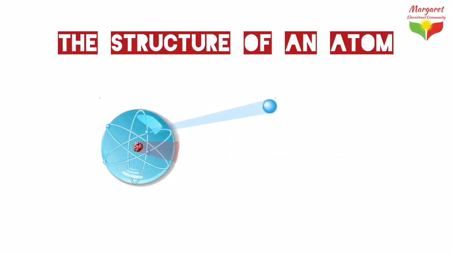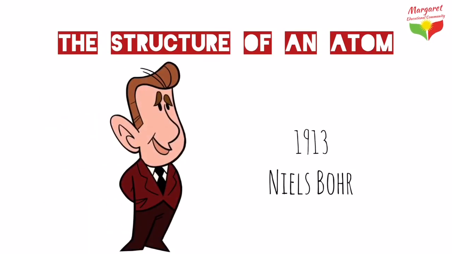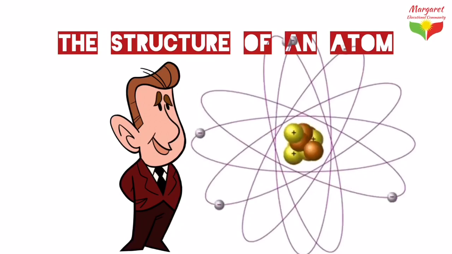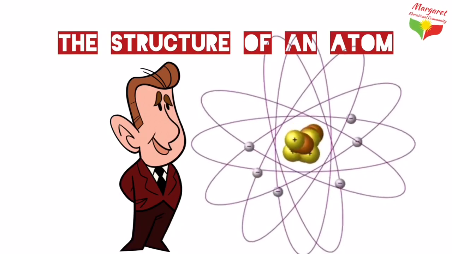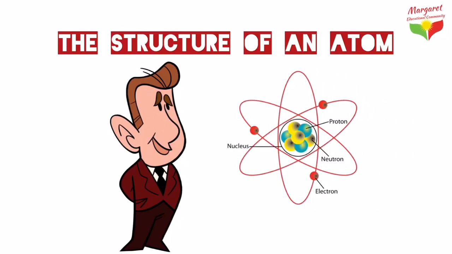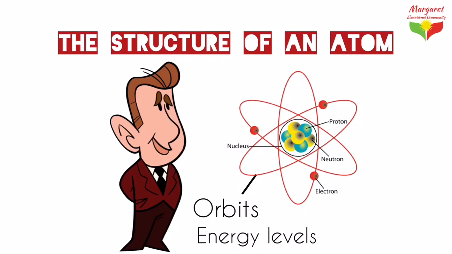Outside of the nucleus we have another subatomic particle, electron. Electron is the subatomic particle with a negative charge. In 1913, Niels Bohr proposed a model of the structure of an atom. In his model, electrons circle the nucleus at fixed distances from it. The paths in which the electrons move are called orbits, also called energy levels.